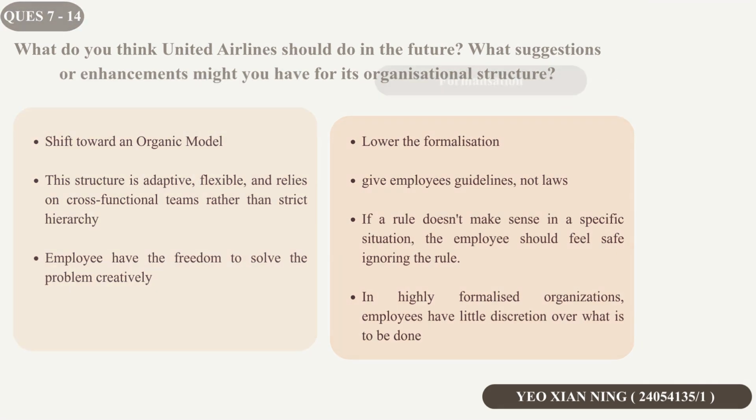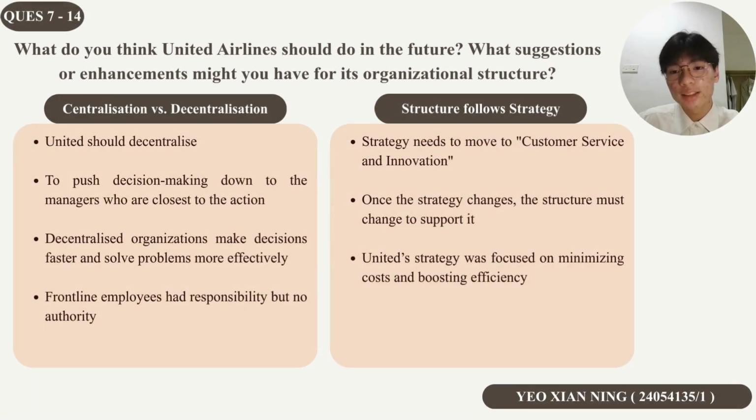They just do what they are told. Third, centralization versus decentralization. United should decentralize as they suffer from too much centralization. This will push the decision making down to the managers who are closest to the action. Decentralized organizations are capable of making the decisions faster and solving the problems more effectively.